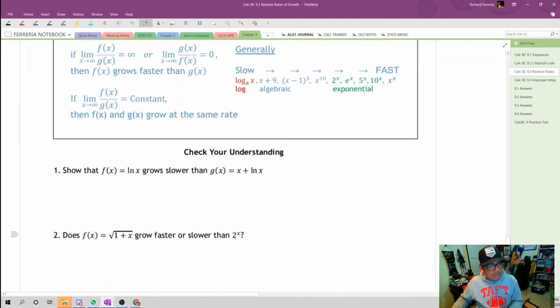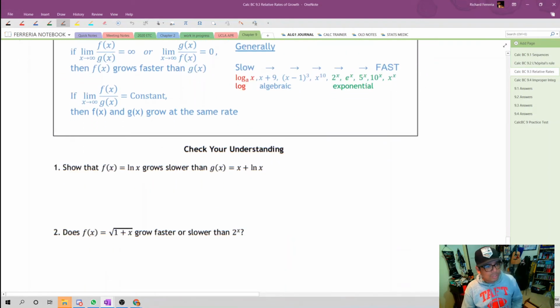Okay, let's show that natural log of x grows slower than x plus natural log of x. We're going to set up our limit with the faster function on the denominator. Ooh, I got that backwards. Well, too late now. Now we have the faster function on the numerator. You don't have to rewrite it, just adjust your expectations. We're going to note that this is going to go to infinity. The numerator is going to go to infinity as well. So we can use L'Hopital's rule in order to help us out here.